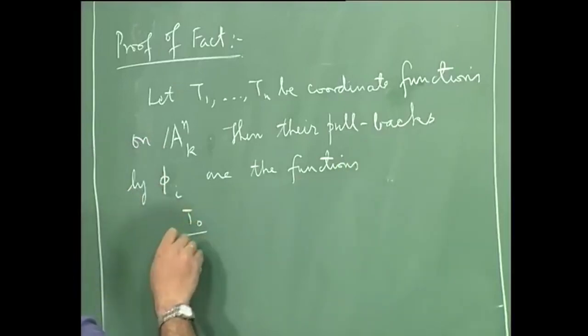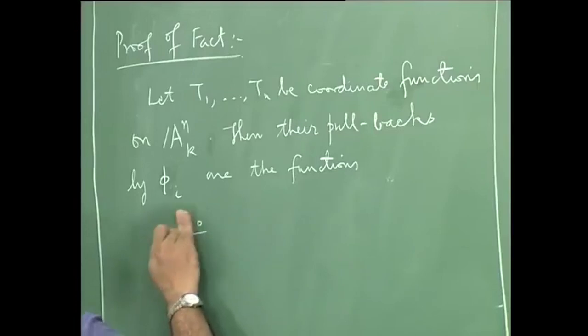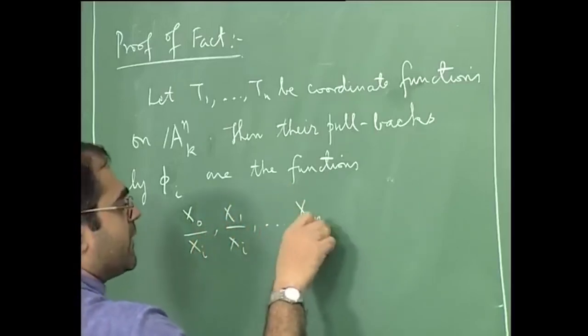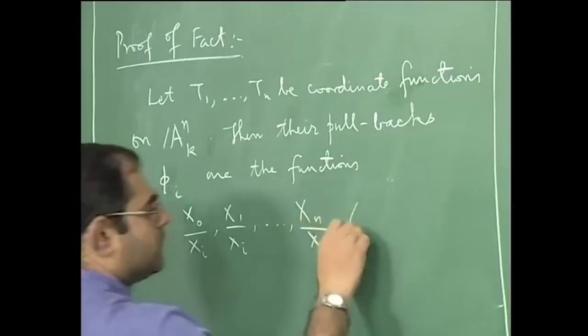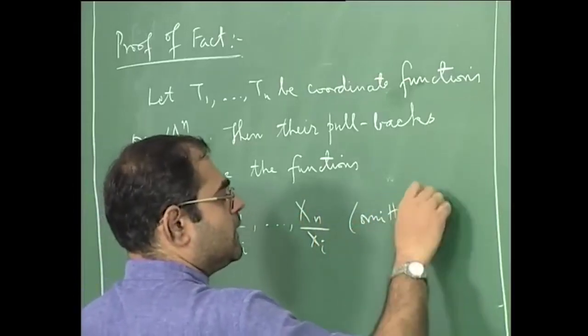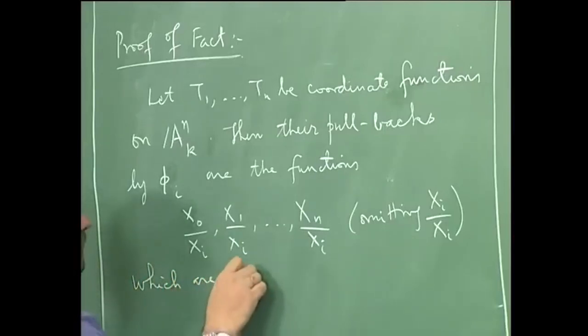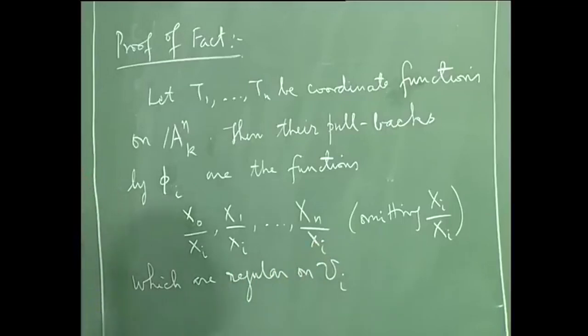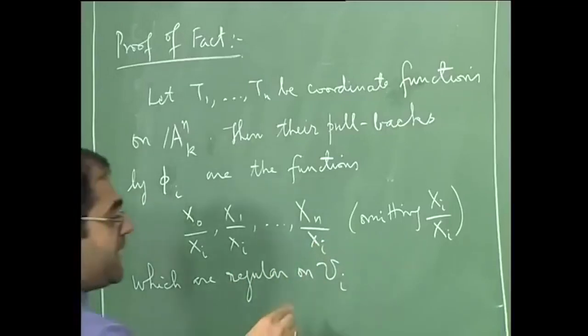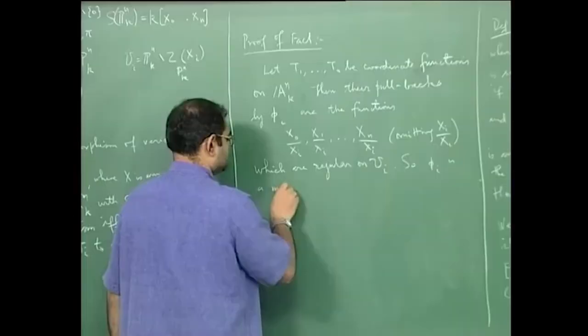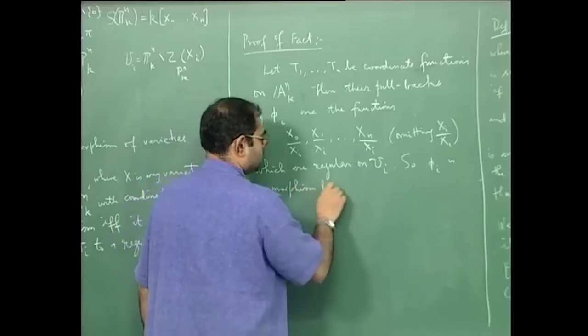T naught by x I, x 1 by x I, and x n by x I, omitting x I by x I, which are regular on U I. Therefore, by the lemma, each phi I is a morphism. So, phi I is a morphism, by the lemma.